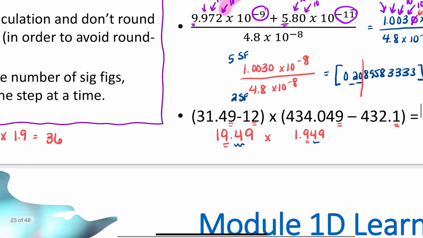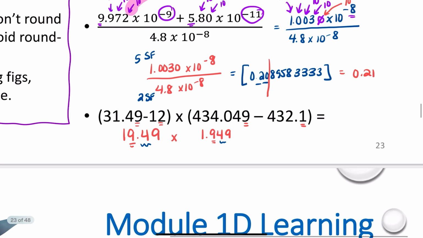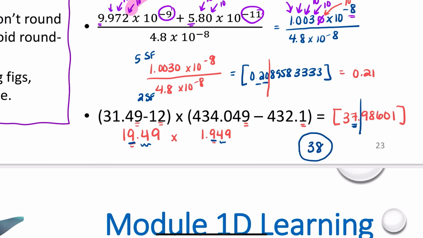But if I don't round and I do the calculation full out and carry that extra digit until the end, my calculated answer here is 37.98601. This is precise to my ones place. This is precise to my tens place. My final answer can only be precise to my ones place, because the one position is less precise than the tenths place. Overall, I'm going to cut the number here and round. I'm going to get a value of 38.